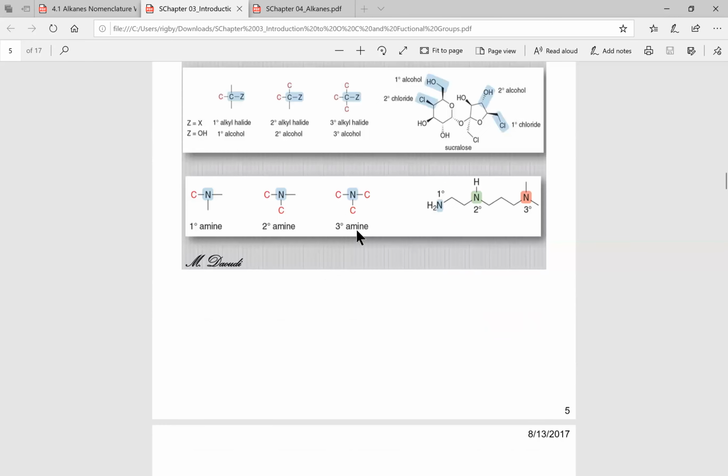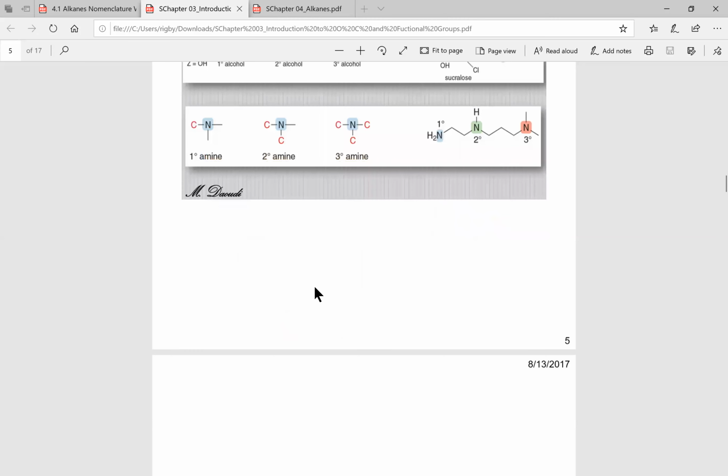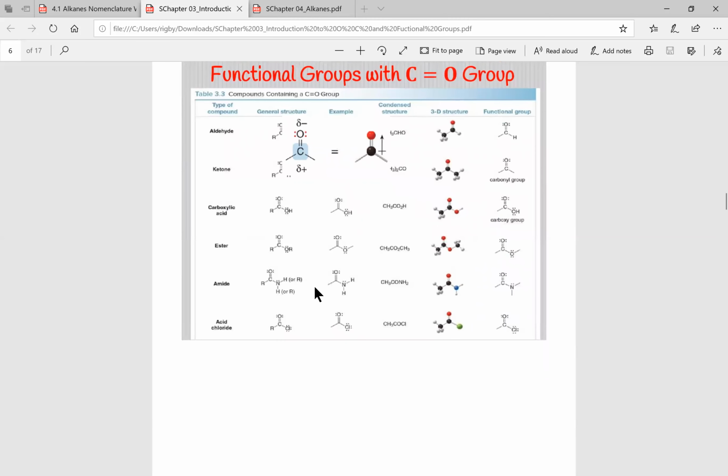Functional groups with C-Z sigma bonds, all that means is carbon single bonds. So like an amine has a carbon single bond to a nitrogen. And then like I said, all these functional groups are important, but they're more important in later chapters. Like most of this C double bond O stuff, that's more important in Orgo 2.